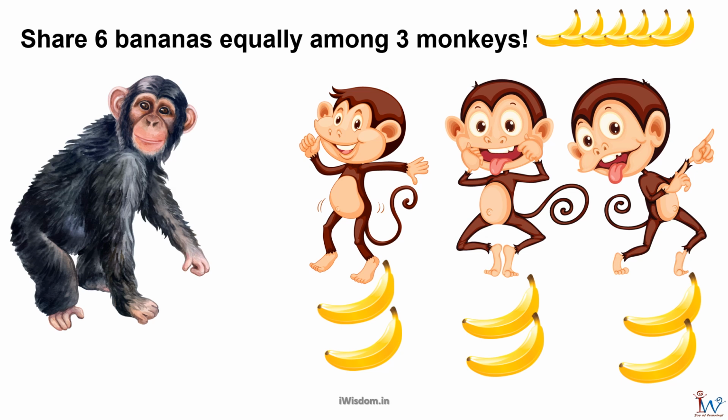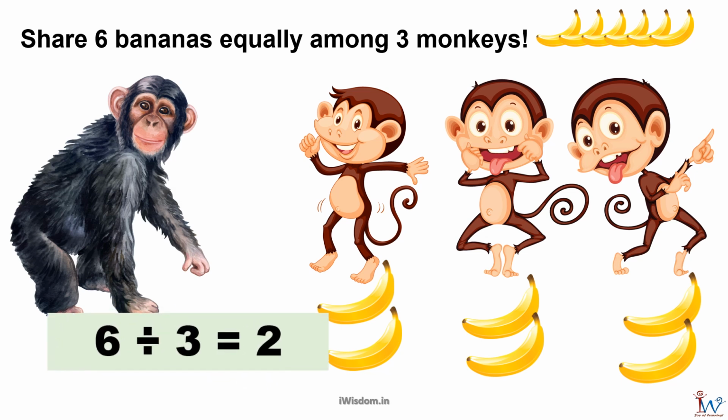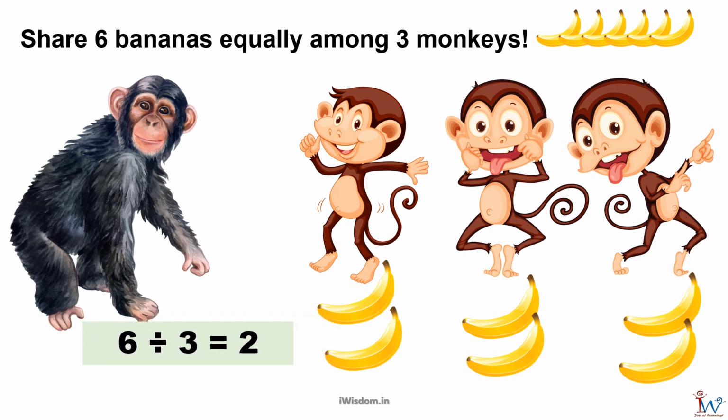The operation we just did, distributing 6 bananas equally among 3 monkeys, is called division. When we divide 6 bananas equally among 3 monkeys, each monkey got 2 bananas. We say 6 divided by 3 is equal to 2. Take note of the new divided by operation symbol between 6 and 3.